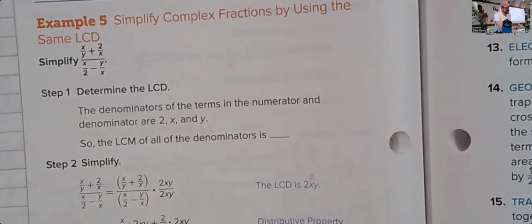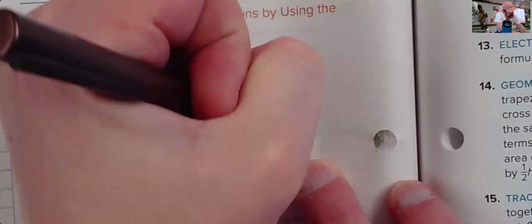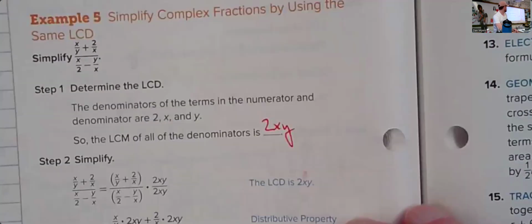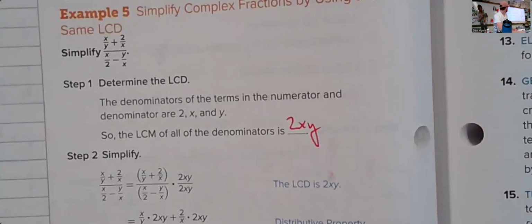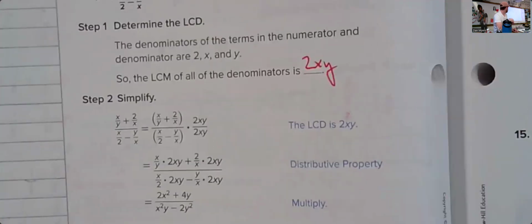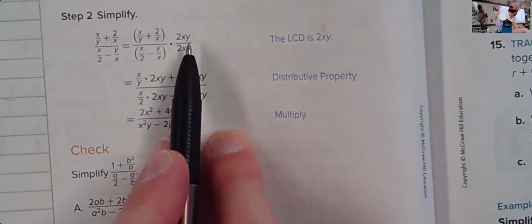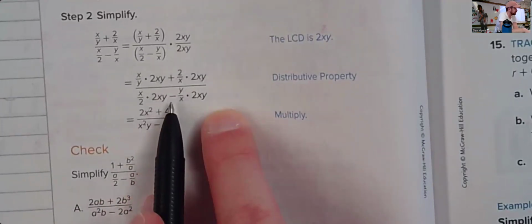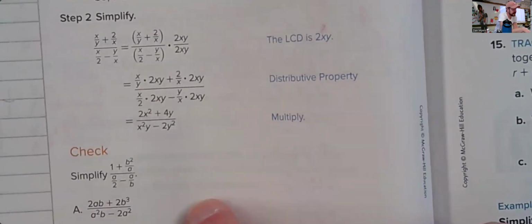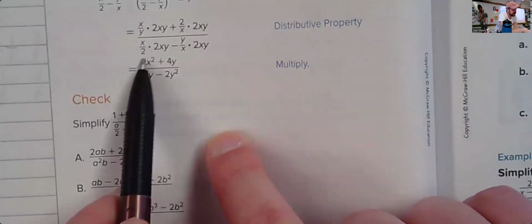Therefore, the least common multiple of all the denominators is 2xy. Just multiply those unique factors together. So everything gets multiplied by 2xy on the numerator and the denominator. And we usually start by writing it like this. We don't necessarily write it like this and then show the distributive property. We just multiply everything. So it ends up reducing right here.